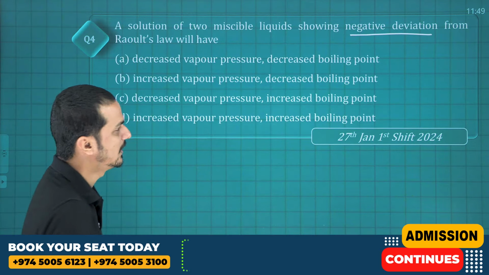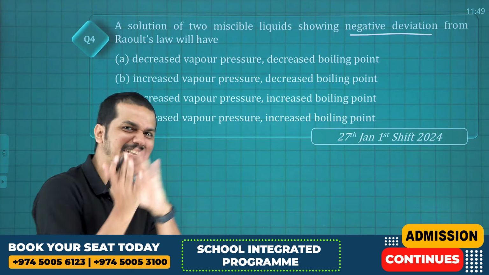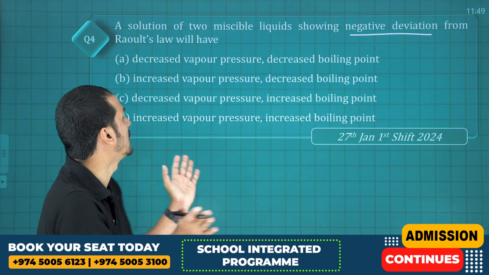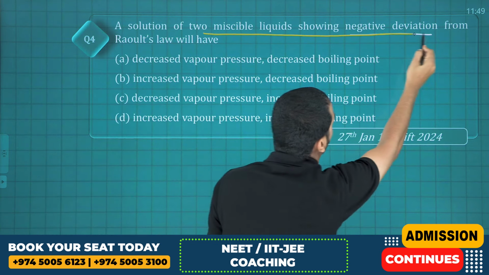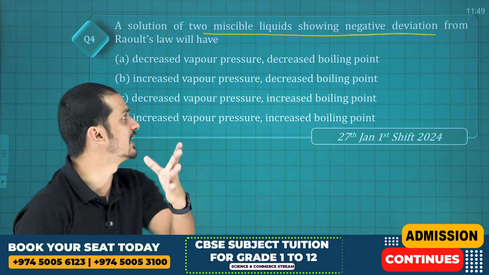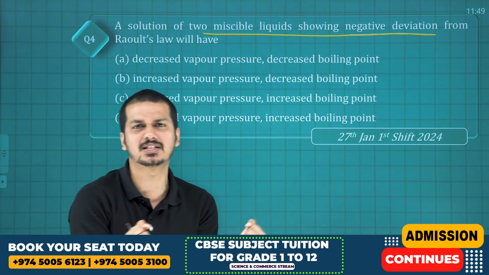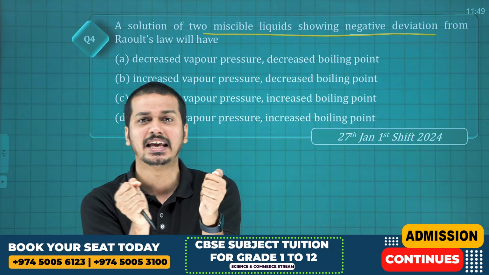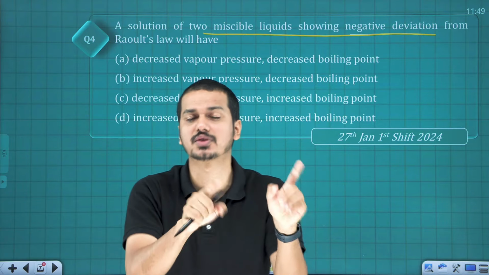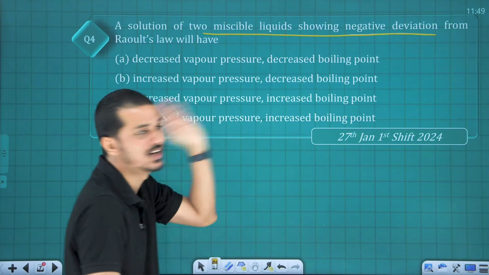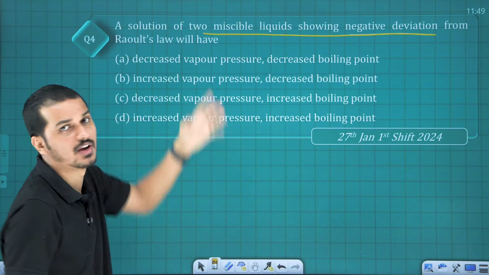Question number 4. It's a direct theory related question, no calculation here. A solution of 2 miscible liquids is showing negative deviation. Negative deviation means the force of interaction between A and B, that is solvent and solute, is more than that of solute to solute or solvent to solvent. Then from Raoult's law, what can we tell?